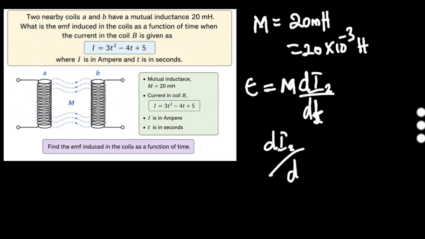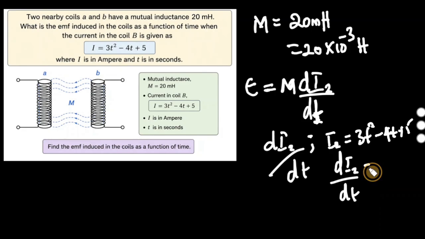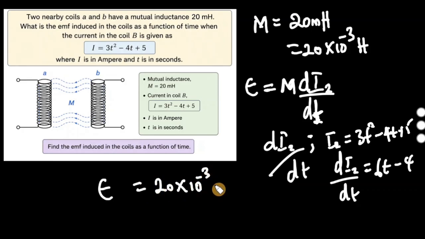So we differentiate now the current with respect to time, and the current is given as I equals 3t squared minus 4t plus 5. If we differentiate this with respect to time, we now have 6t minus 4, and we quickly see that the induced EMF now is 20 times 10 to the power of negative 3 times 6t minus 4. So we're going to leave the answer like this.